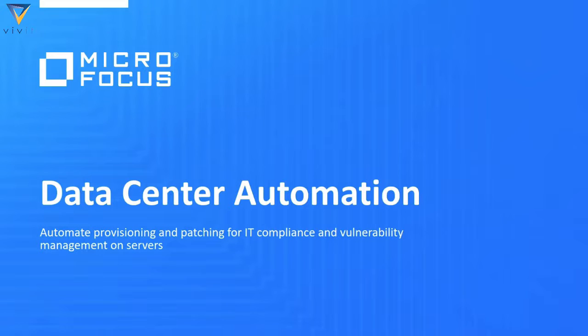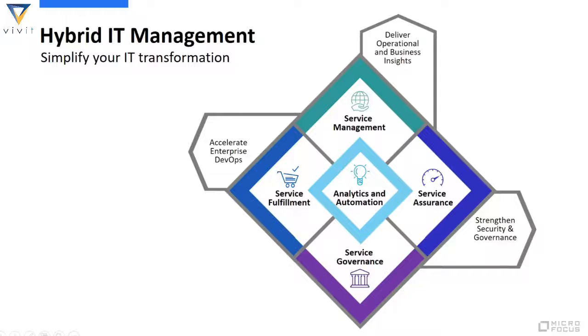We're going to start off with an overview of DCA, how it fits into hybrid IT management, and touch on its features and capabilities. If you've attended a previous session, you may be familiar with this diagram, but for those that aren't, I'd like to take a minute to go over it. This diagram represents the primary functional areas of IT operations within hybrid IT management. As you can see, the four functional areas are service management, service assurance, service governance, and service fulfillment. All four of these functional areas are built on top of analytics and automation.